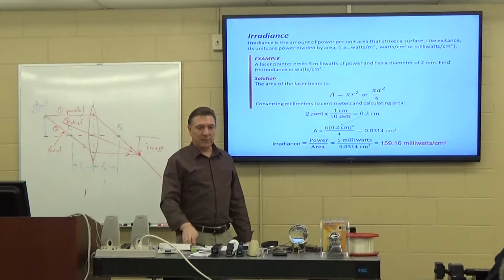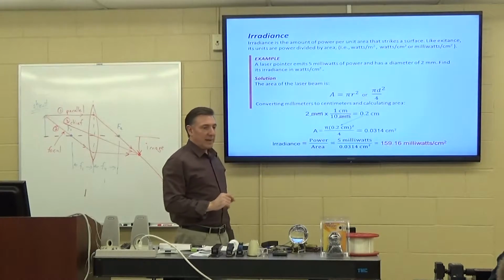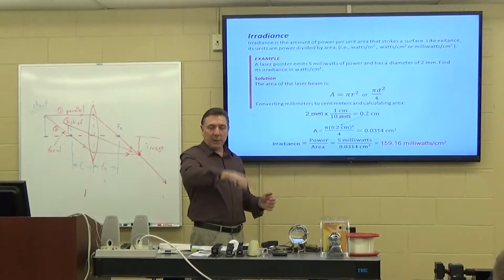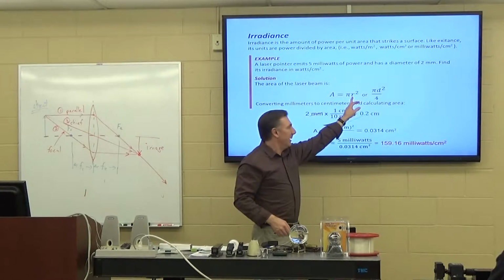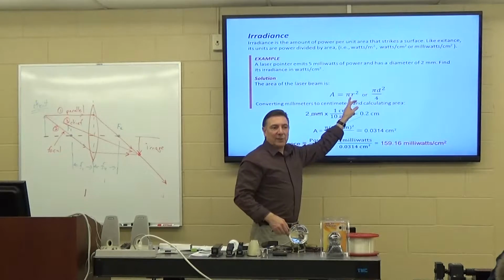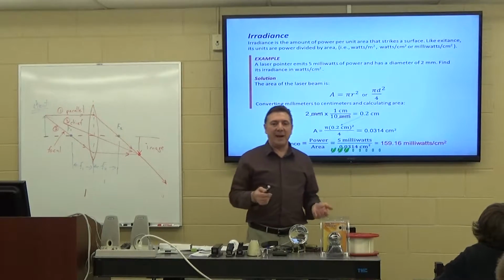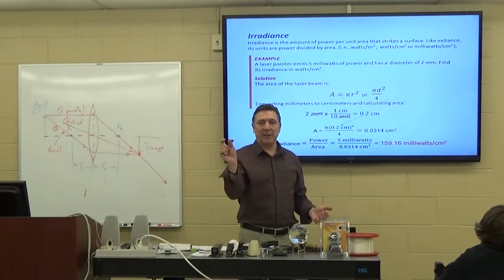Power is given to you. It's 5 milliwatts. We can just leave that. The area we have to calculate. Assuming that this is round, what's the area of a circle? Pi r squared. You guys should remember that, right? One of the things I like to do, and this sometimes messes people up, is because we usually deal with diameters in here. You take a beam, you measure how big it is from side to side, and that's the diameter of the beam.